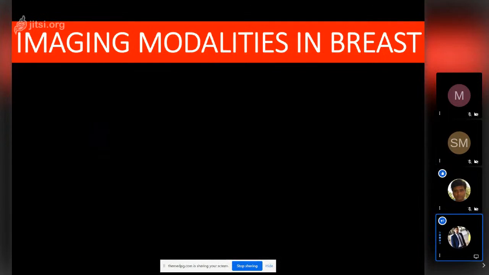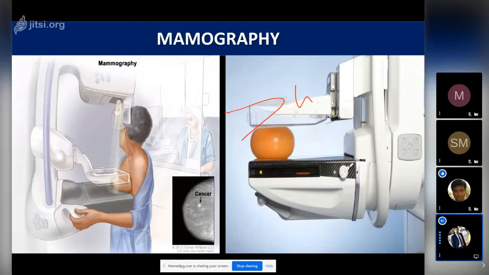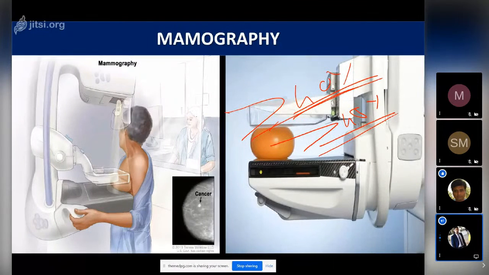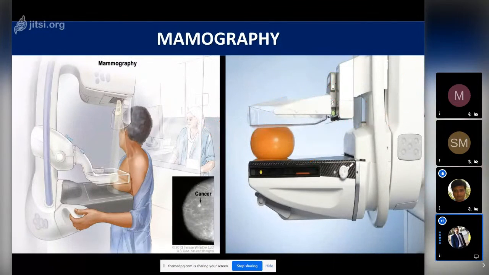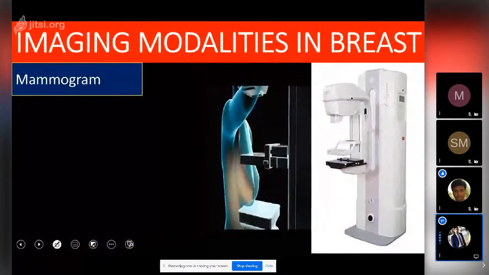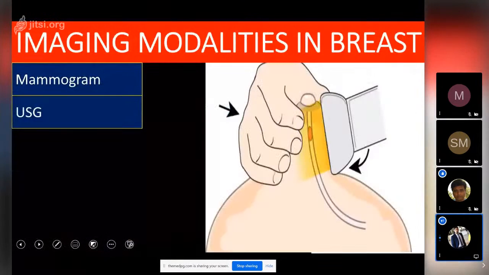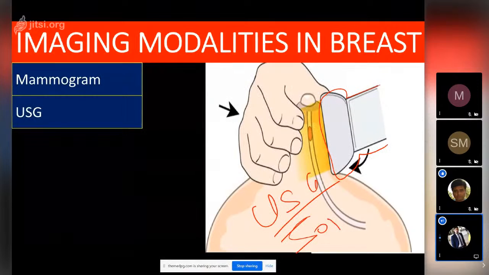Mammography is one of the commonest imaging modalities, which we use for women above 40 years of age. The new guidelines say more than 45 years of age. But what is important now is which are the other modalities that we can do. This is mammography. Then we can also do sonomammography. Sono means sound, mammo means breast. Sonomammography is nothing but an ultrasound of the breast.